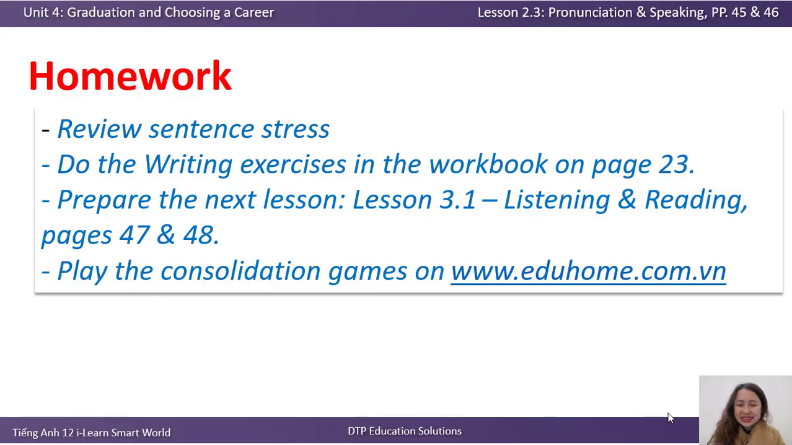Prepare for the next lesson. Look at lesson 3.1, listening and reading, on pages 47 and 48 in your textbook. Read through the pages and get familiar with the content. Don't forget to visit www.aduhome.com.vn and play the consolidation games for extra practice. This will help you review today's lesson and prepare for the next class.